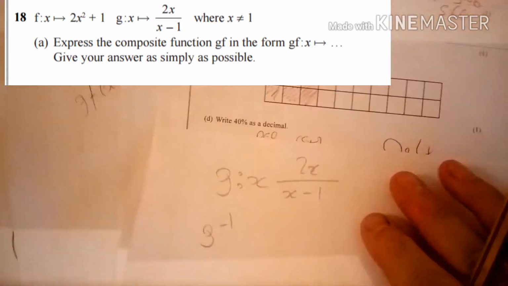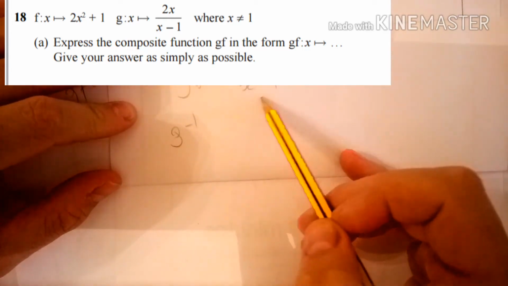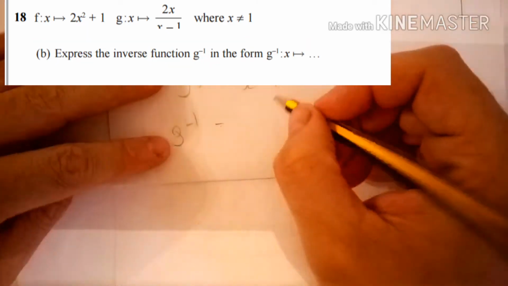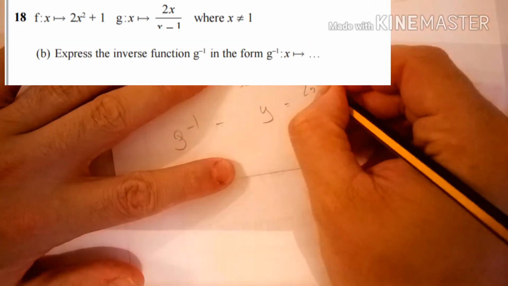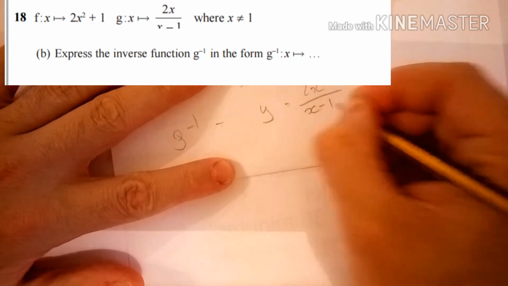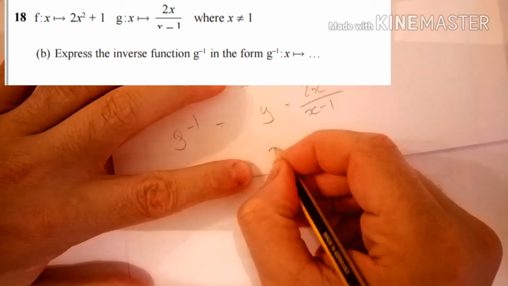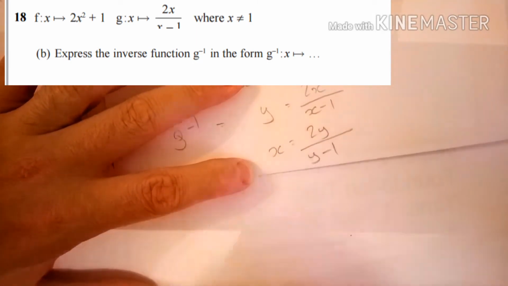Okay, now there is a second part to this question. g of x again, 2x over x minus 1. We need to find g inverse of x. So it's the opposite way around. What I like to do is write y equals 2x over x minus 1, just in normal form. Now you've got to swap your x's and your y's around. So x equals 2y over y minus 1.